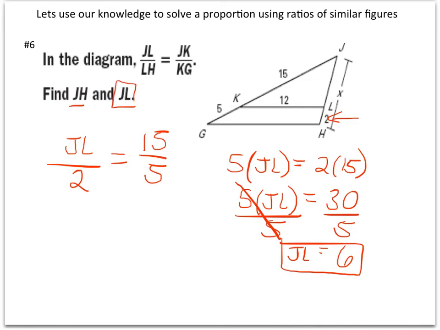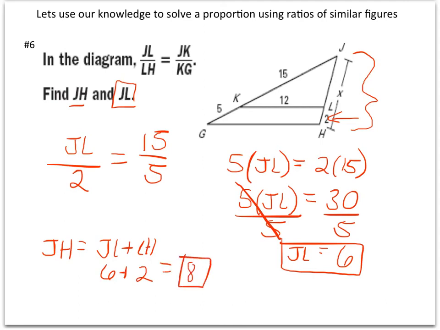Found one of them. Now we have to find JH. JH is equal to JL plus LH. So we found JL was 6. LH is labeled as 2. 6 plus 2 is equal to 8. And we are done.